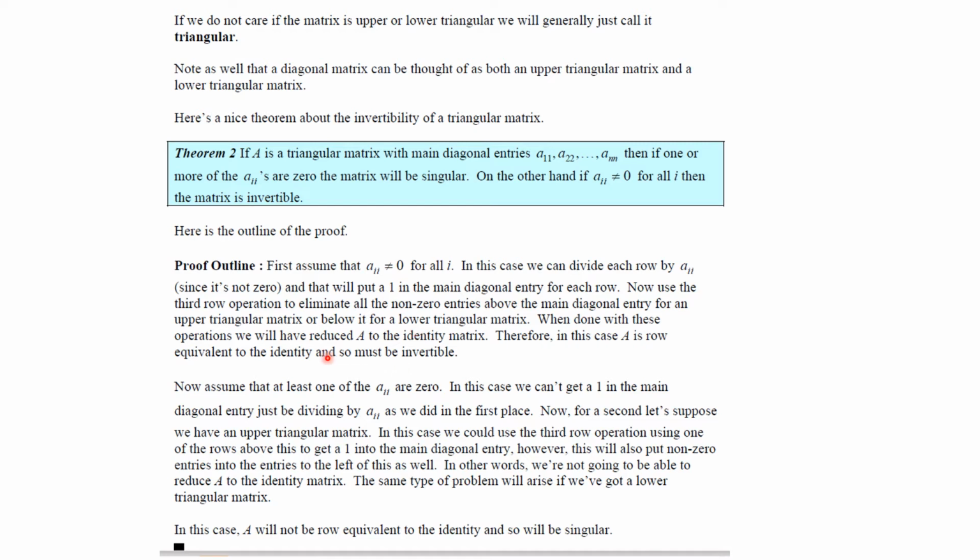When done with these operations, we have reduced A to the identity matrix, and therefore it's row equivalent to the identity, and so must be invertible. Now let's assume that at least one of these aii's is zero. In this case, we can't get a 1 in the main diagonal just by dividing by this as we did in the first place.